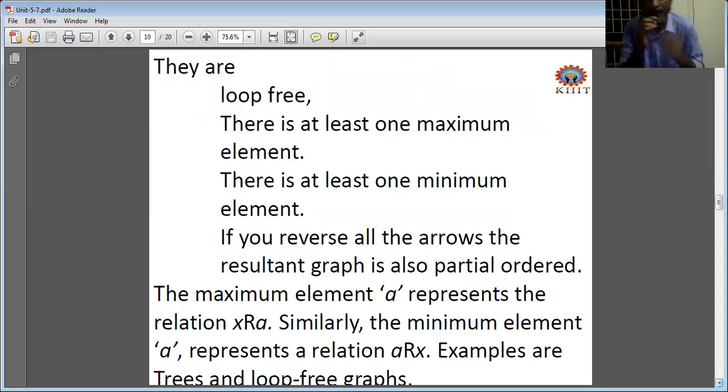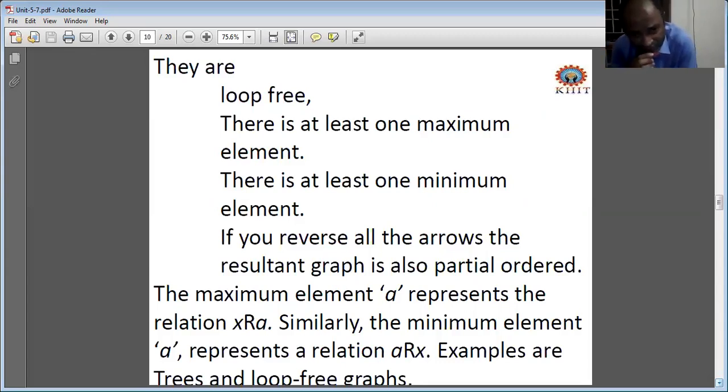They are loop free. First one is loop free. Second one is there is at least one maximum element. There is at least one minimum element. If you reverse all the arrows, the resultant graph is also partial ordered.